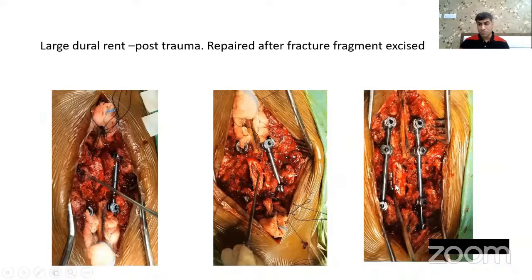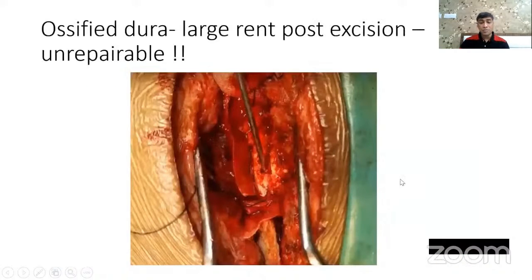And this is a case which one can appreciate. Once the area is decompressed, the edges fall back and repair becomes easy. At times, there are significantly bigger rents, in cases of ossified ligamentum flavum, in which at times even the dura is ossified. These usually remain at the end of the surgery like a large defect and can't be closed.